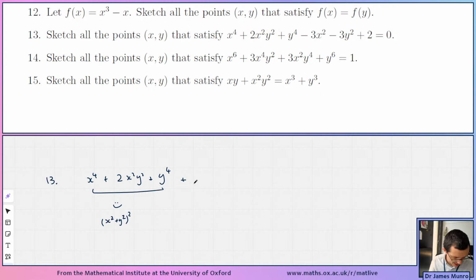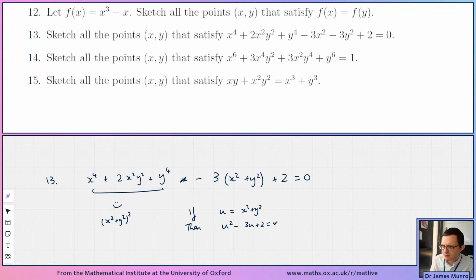What's this then? So then, minus 3 x squared minus 3 y squared looks like that, plus 2 equals 0, and then hang on a minute. What have I got? I've got x squared plus y squared, squared, minus 3 times that, plus 2, is 0. So if I write u for x squared plus y squared, then I have u squared minus 3u plus 2 equals 0. That's a quadratic in disguise, something really horrible that's been multiplied out over here.